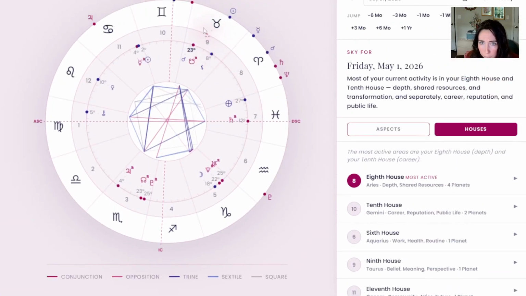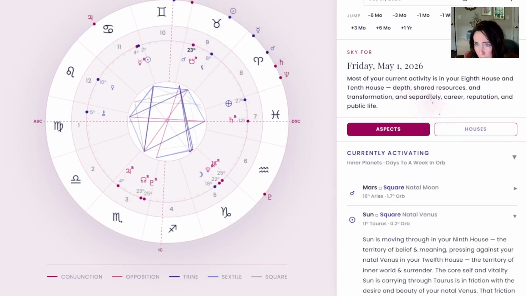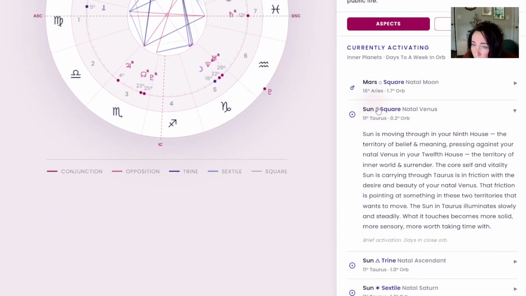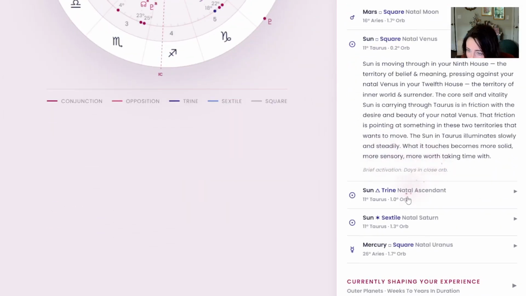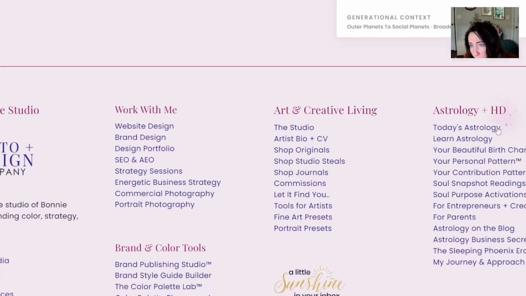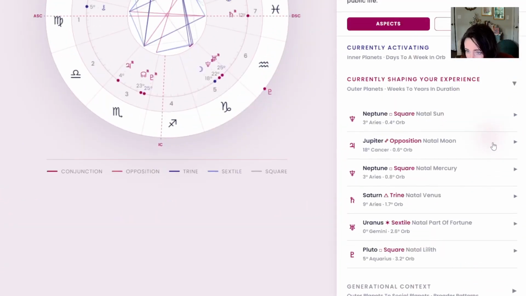let's see, Venus, the sun is squaring, this is, okay, that is not the placement I'm looking for. Let's see, I have not looked in here, so I'm assessing it in real time right now. Let's see.